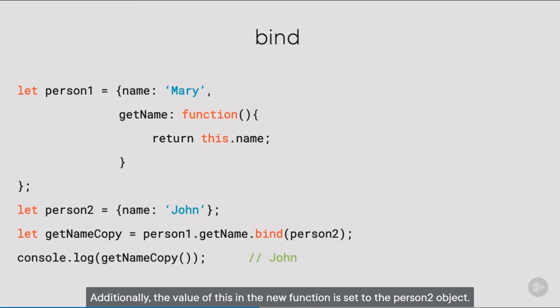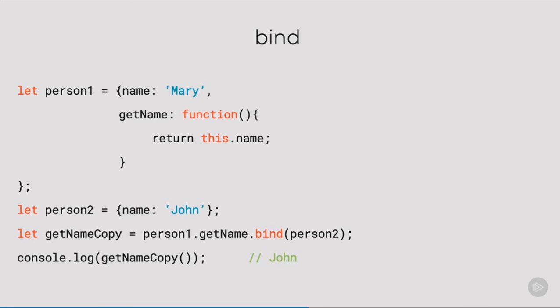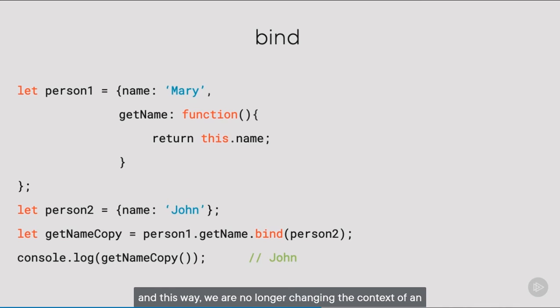Additionally, the value of this in the new function is set to the person2 object. Therefore, when we print the output of the getNameCopy method call, it returns John. In this way, we are no longer changing the context of an existing function the way we did in call and apply, but instead create a new copy of a function and then change its context to another object.